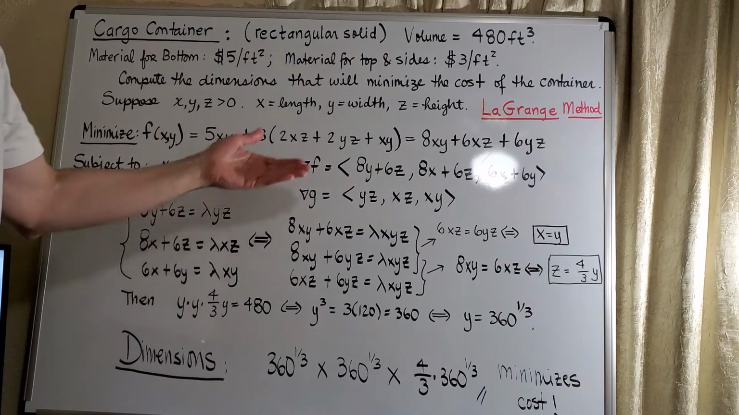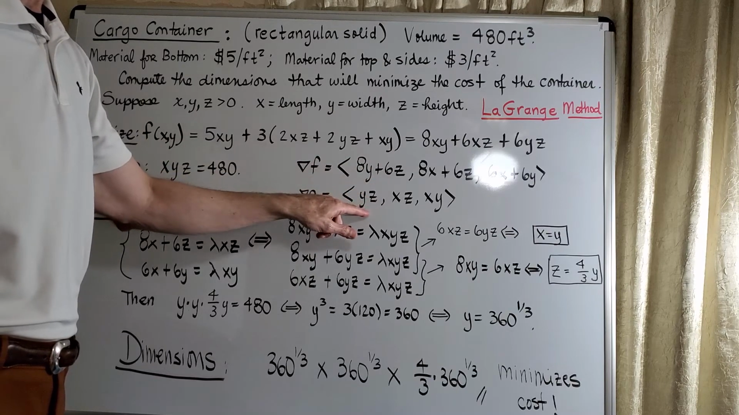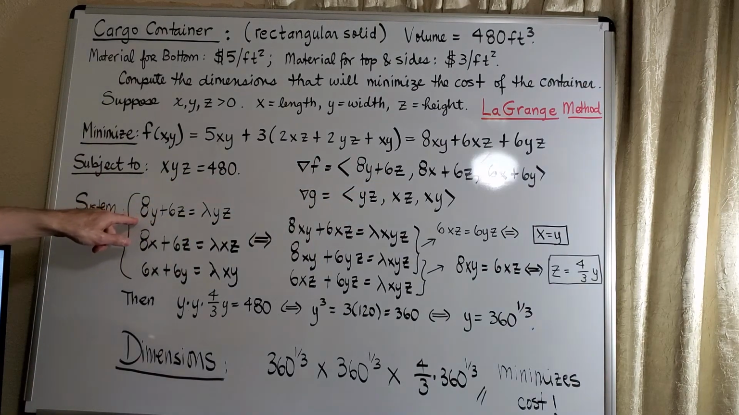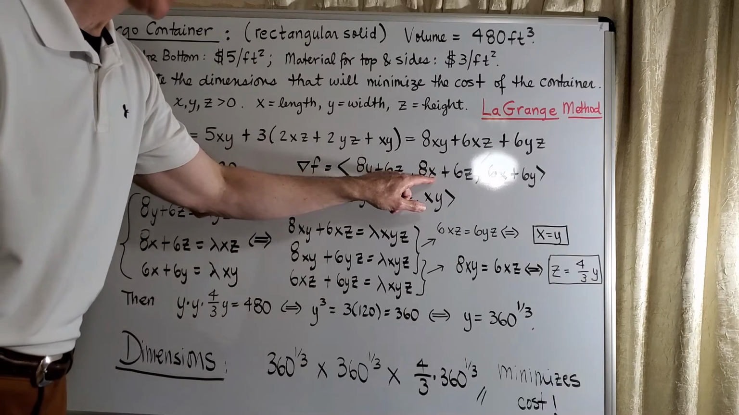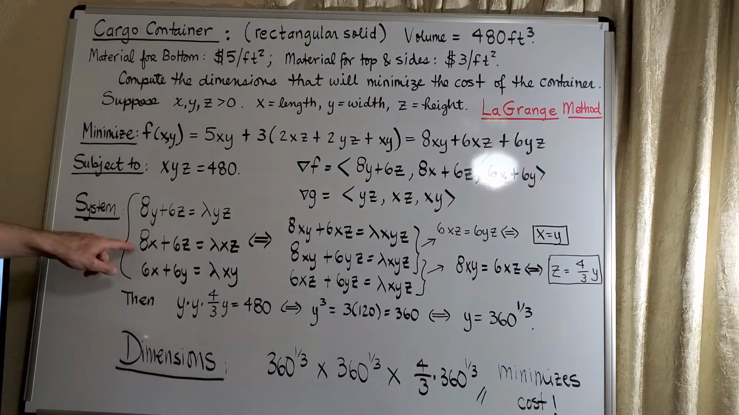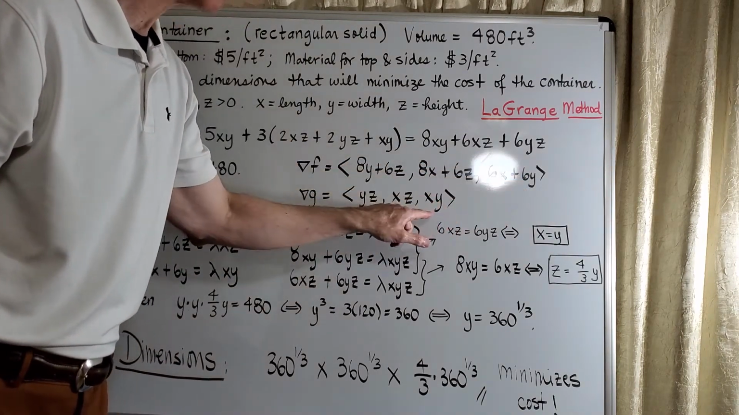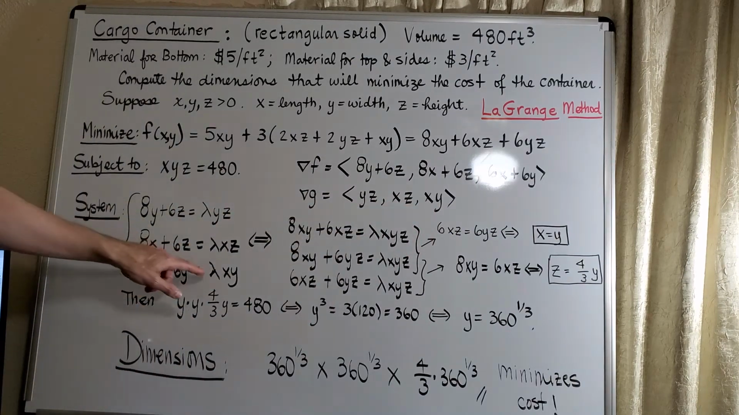Now we know that these are parallel, so we'll have 8y plus 6z equal to lambda times yz. That's our first equation. Then we'll have 8x plus 6z equal to lambda times xz. That's the second equation. And then 6x plus 6y equal to lambda times xy. That's the third equation. These three equations look a little more complex than the last problem, but with some easy algebraic maneuvering, we can make this problem very doable.